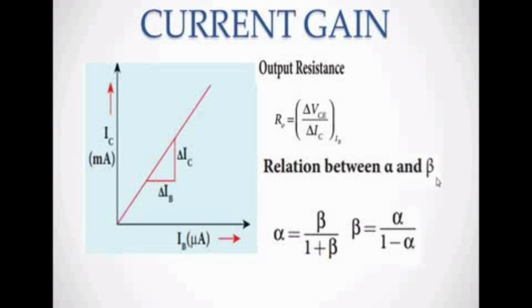And the relation between alpha and beta. Alpha and beta are the current gains. Alpha equals beta by 1 plus beta. Or if you need beta, you can take it to the other side, and you will get beta equals alpha by 1 minus alpha.